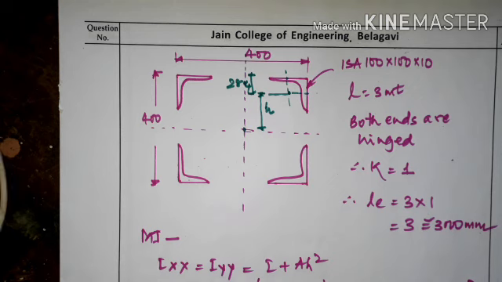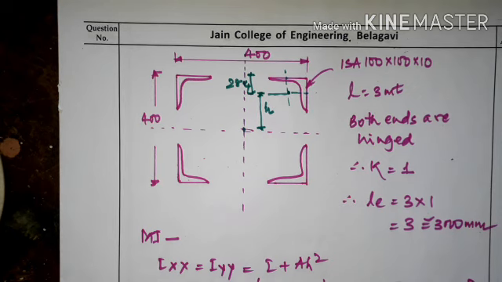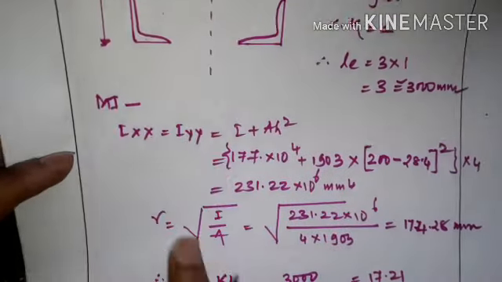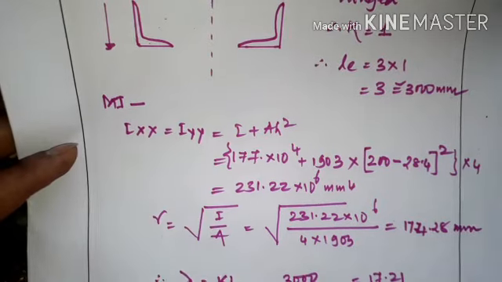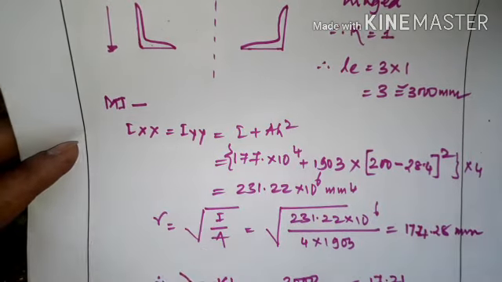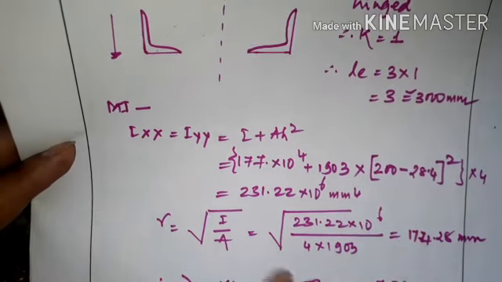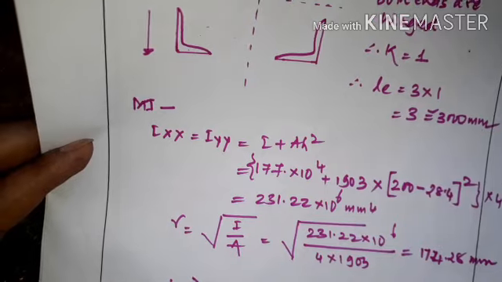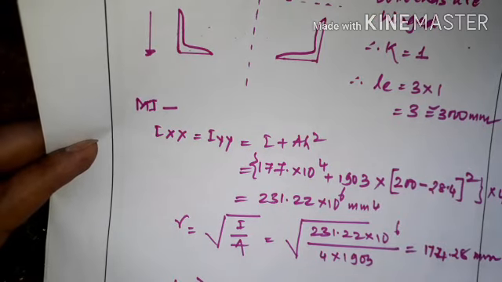This type of problems, small problems, you may expect in the exam. If you get an unequal angle, then there will be some change here. What is the change? If you get an unequal angle, you have to calculate Ix and Iy separately, because in the case of an unequal angle Ix will not be equal to Iy. So you have to calculate both the values separately. This is regarding today's session.